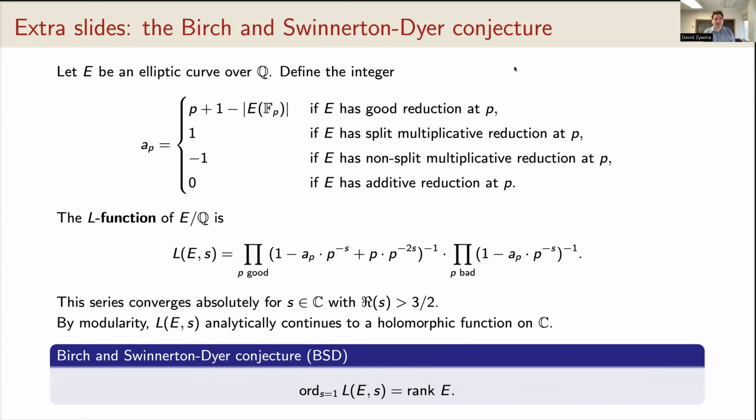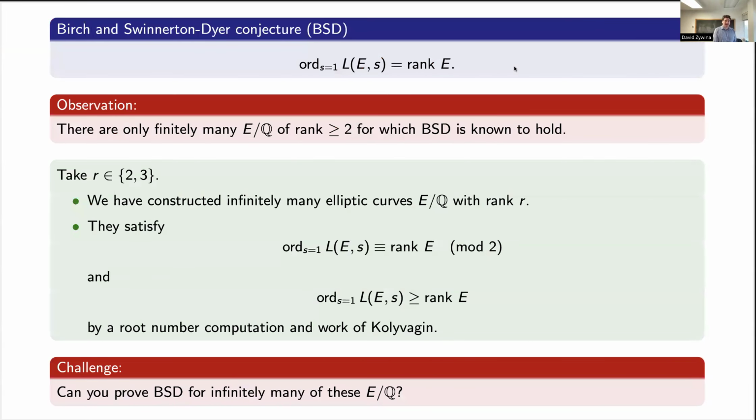I have two more slides, and I'm done. Extra slides too. So you might ask about BSD. I have nothing useful to say about BSD. I just want to pose it as a question. Here's the L-function, defined in terms of the arithmetic. On the left-hand side of the bottom, we have the analytic rank, the vanishing at 1 of a particular holomorphic function, and the algebraic rank on the right, the rank of our elliptic curve. BSD says they're the same. And just an observation: there are only finitely many elliptic curves of rank at least 2 for which BSD is known to hold.